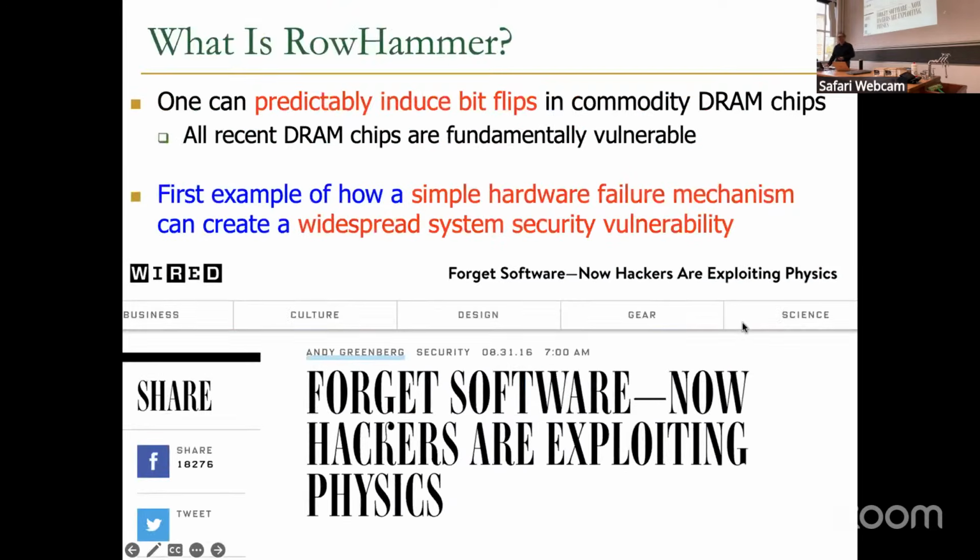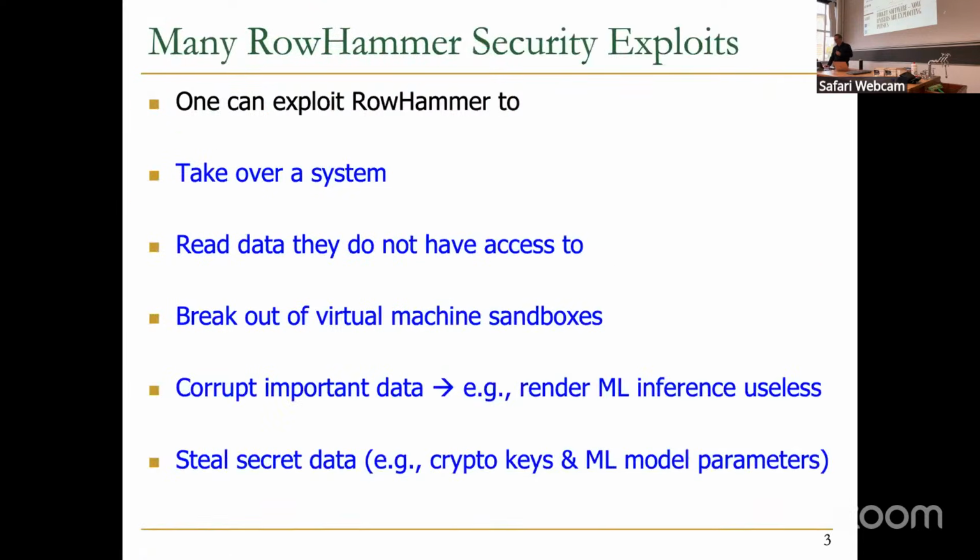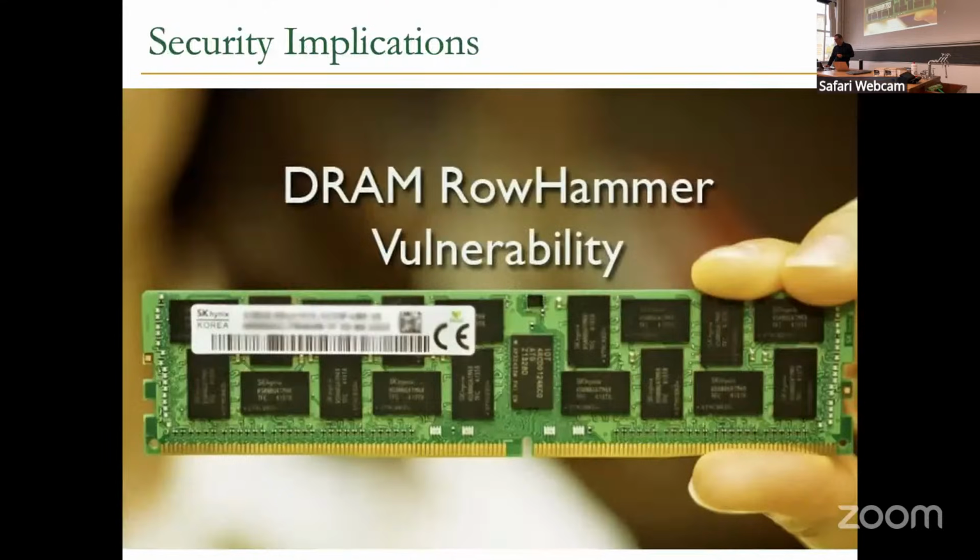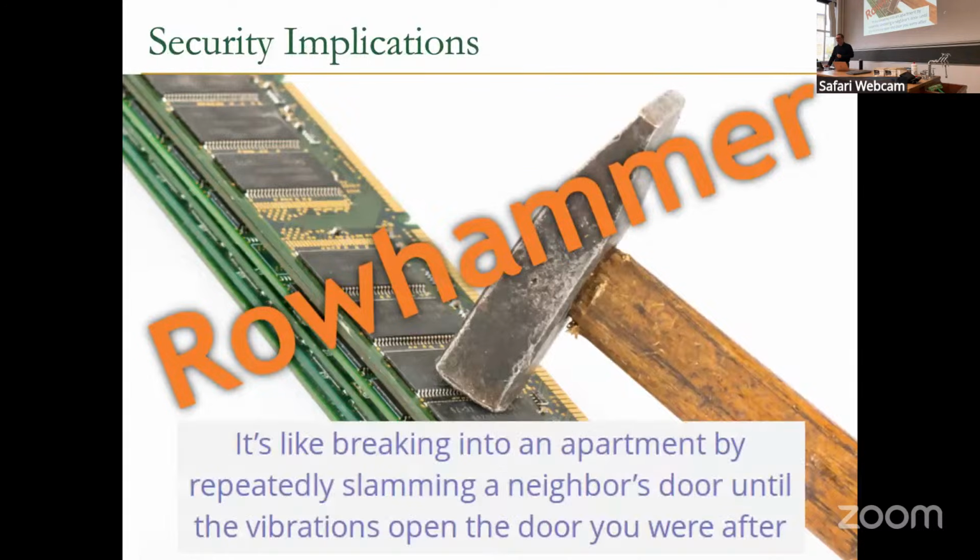So just to jog your memory, we were talking about RowHammer. Everybody remembers RowHammer, right? And we discussed some security attacks. I gave you an example of Google's attack, but there are many other attacks that we cannot cover in this course because there are other fundamental topics to cover. There are security implications clearly, and people make jokes like this: RowHammer is like breaking into an apartment by repeatedly slamming a neighbor's door until the vibrations open the door that you're actually after.